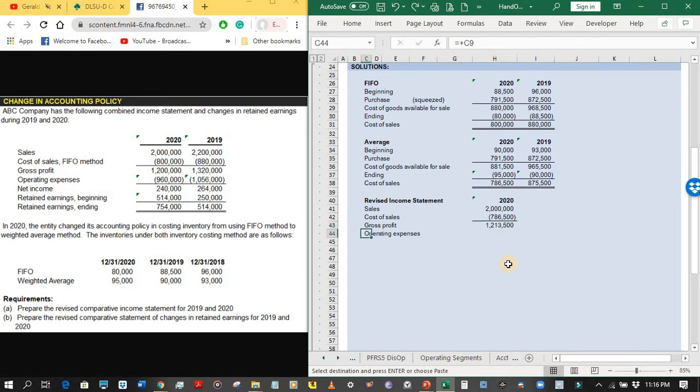Then the operating expenses is still at 960,000 pesos. Then the revised net income in 2020 is 253,500. And in 2019, since again this is a retrospective application, the effect of the change in accounting policy must be reflected in the earliest prior period presented, which is 2019. So that is the earliest prior period from 2020 that is presented.